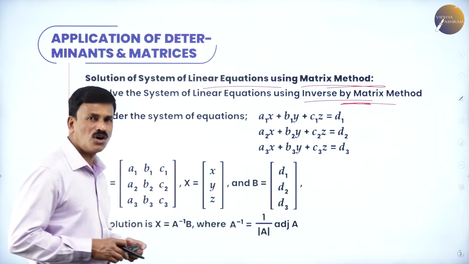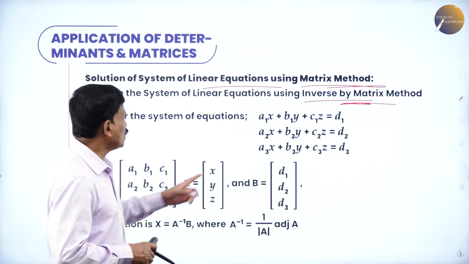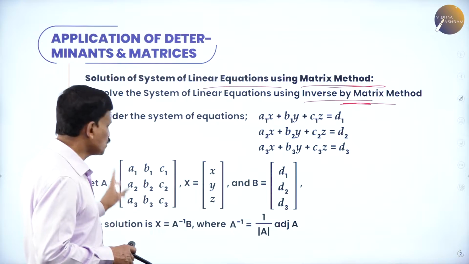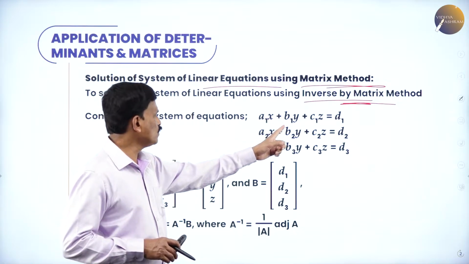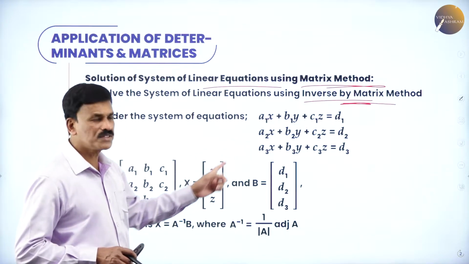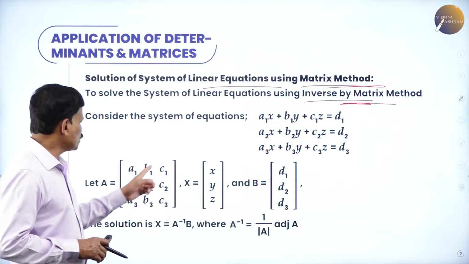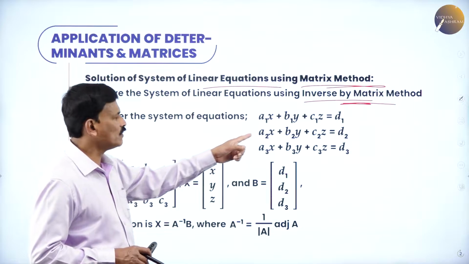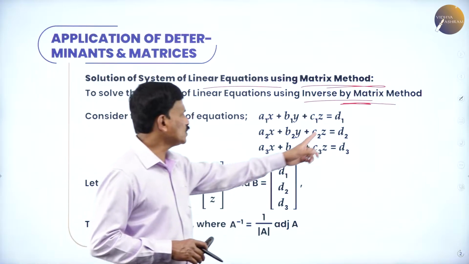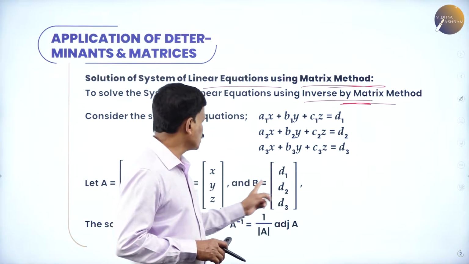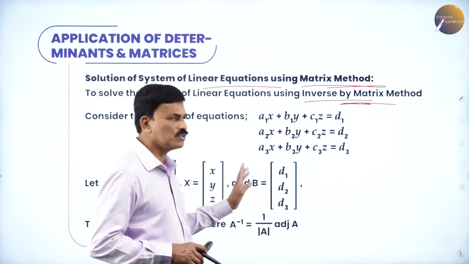Now just take the coefficients of x, y and z. The coefficients of x are a1, a2, a3. Coefficients of y are b1, b2 and b3. Coefficients of z are c1, c2, c3. So a1, a2, a3, b1, b2, b3, c1, c2, c3 are the coefficients of x, y, z. Now take the constant matrix d1, d2, d3. So B is equal to d1, d2 and d3.